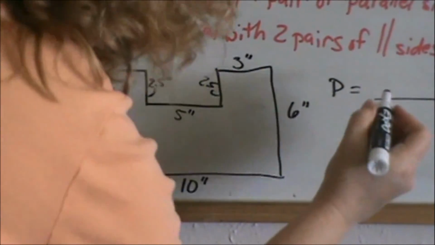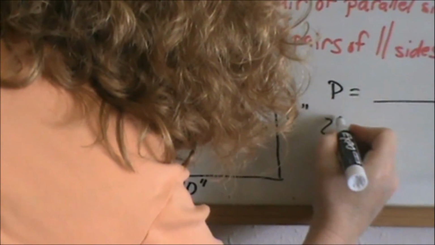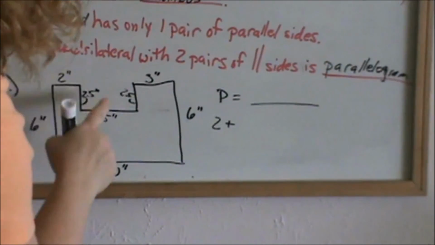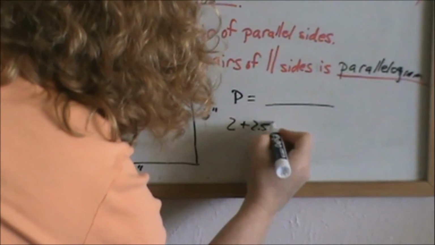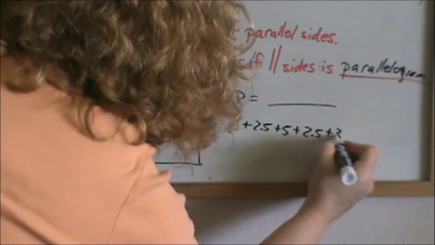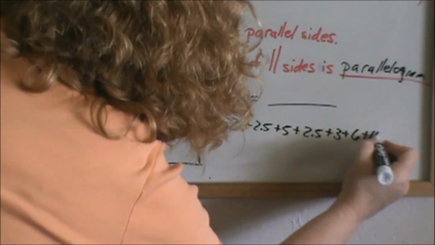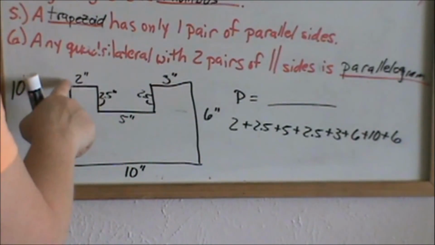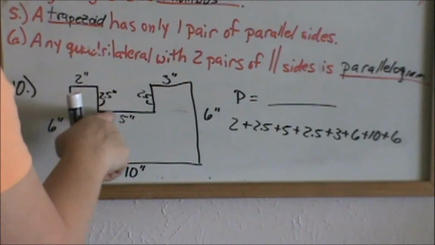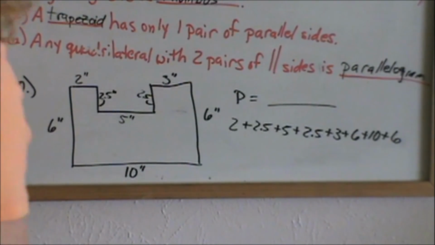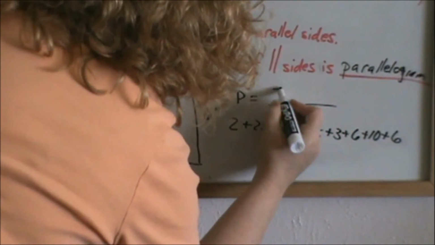So if you took your 2 inches, I'm not going to write my units while I'm working it out. I will write my units at the end. 2 plus 2.5 plus 5 plus 2.5 plus 3 plus 6 plus 10 plus 6. That's basically taking my numbers. I started here and I walked all the way around this figure, adding up my numbers. That total comes out to 37.